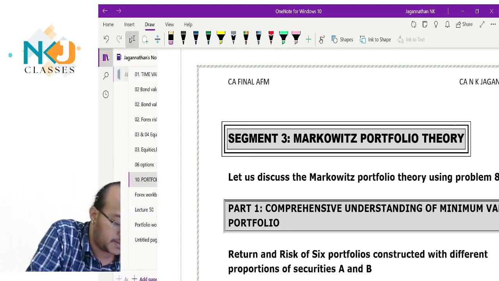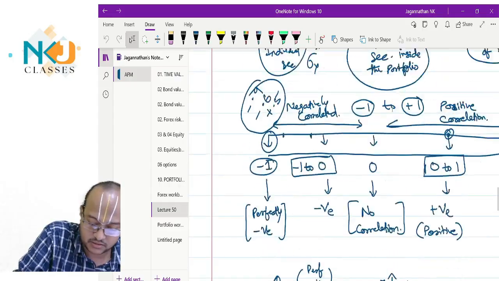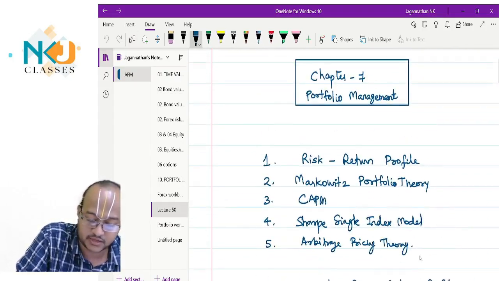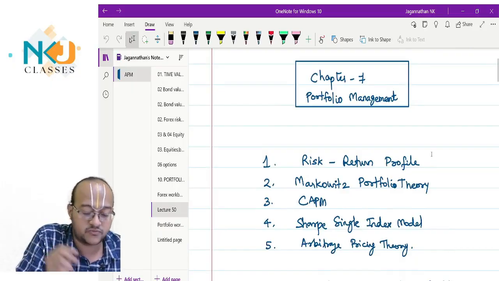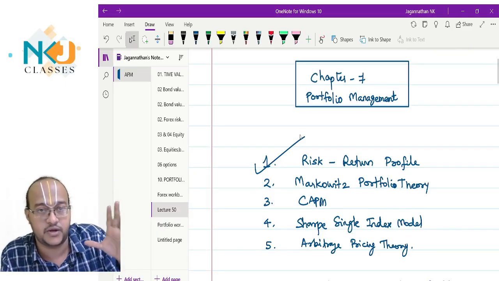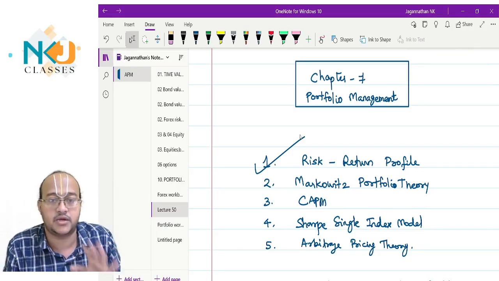So with this we have completed. See here, if you carefully observe, in the previous class I told you about the 5 different segments we are going to discuss in the entire chapter. We have exhaustively and fully completed the first segment, that is the risk-return profile. With this, what have we completed? The risk-return profile. Is that clear?